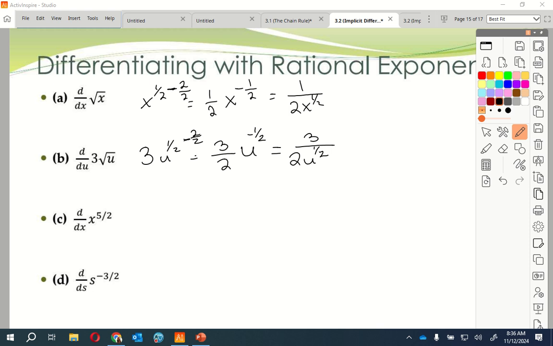Ready? Okay, next one, let's jump straight in. So this derivative is going to be 5/2 x, and I'm going to subtract 2 over 2, so that's going to be 3 over 2.